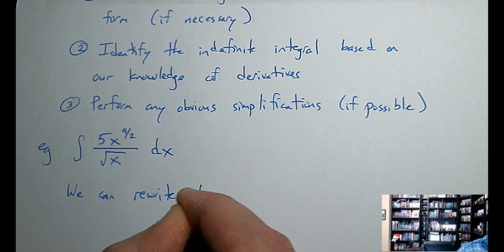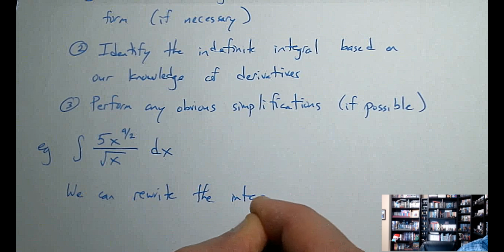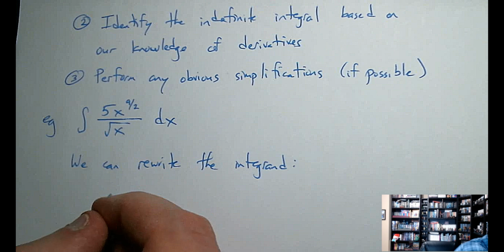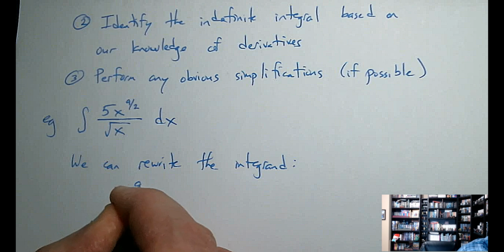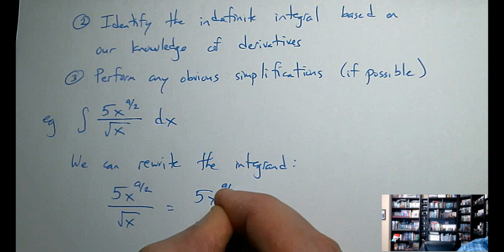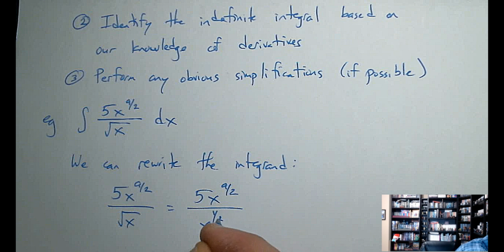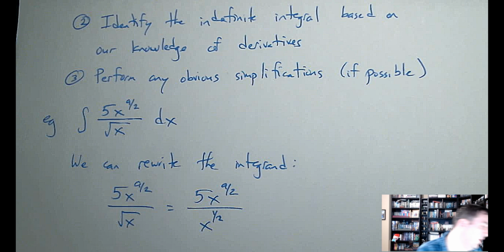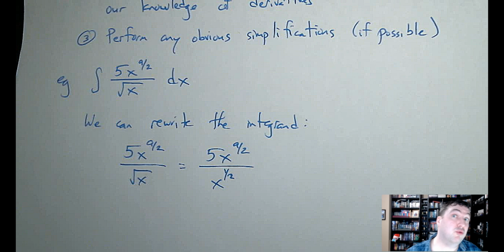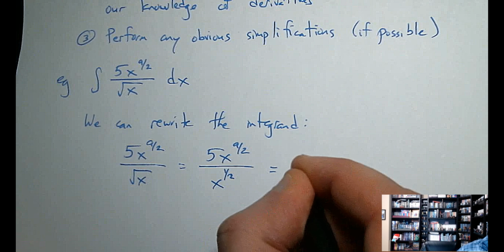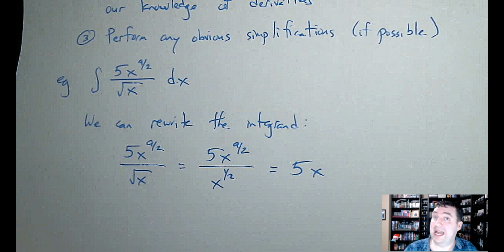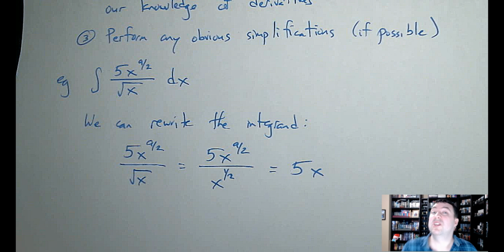We can rewrite the integrand. In particular, remember, the square root of x is also a power of x. It's the same thing as x to the power of a half. And if I've got x to the 9 over 2 divided by x to the half, laws of exponents tell me that I can subtract those powers. So that's really the same thing as 5 times x to the power of 9 over 2 minus a half, which is 8 over 2. So that's x to the power of 4.